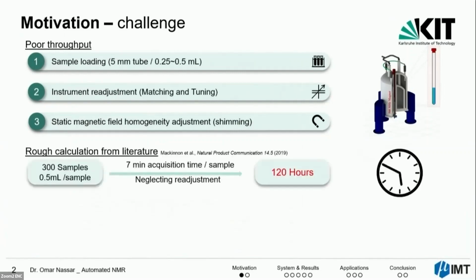To get a feeling of how much time is required to screen a batch of samples, this is an example taken from a recently published material where they screened 300 samples in 120 hours. This results in the fact that NMR spectroscopy has poor throughput, which results in a disconnect between the applications that require screening large numbers of samples and taking advantage of this information-dense analytical technique.